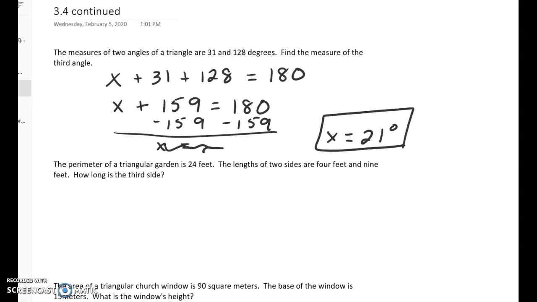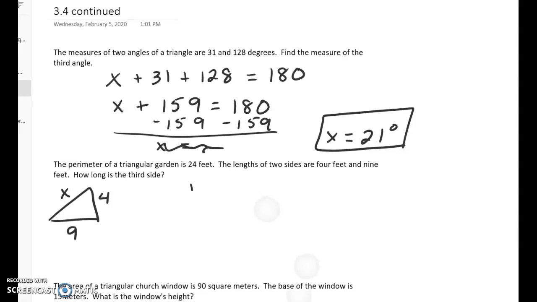Now, the next one says the perimeter of a triangular garden is 24 feet. So here's our triangle, and it's a garden. The lengths of two sides are 4 feet and 9 feet. How long is the third side? So we don't know this side. We know two sides are 4 and 9.